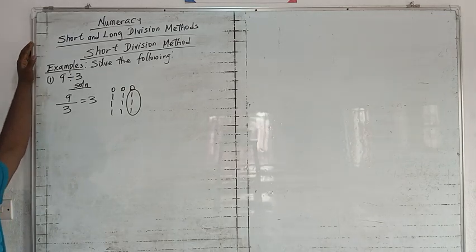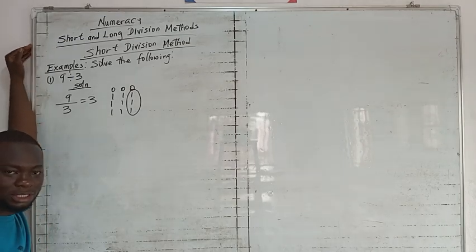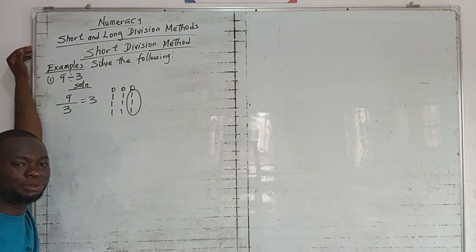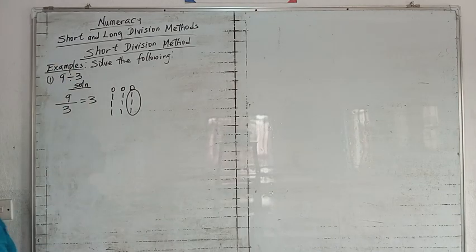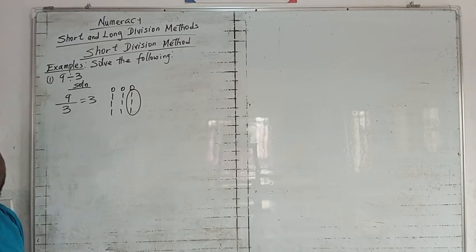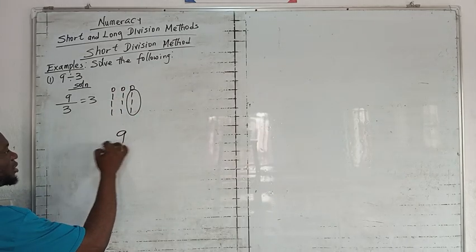Okay? I hope you are seeing the reason why I said you must master your multiplication table. Okay? At least from 2 to 9. 10, 11, 12 can sort themselves. Okay? 2 to 9. Very important. Alright? So, when you are dividing a number, you can actually ask yourself, what times what will give you the number you are dividing?